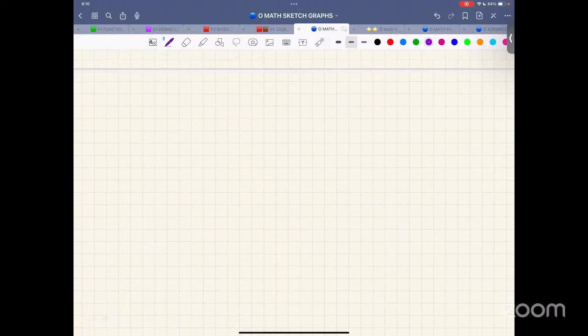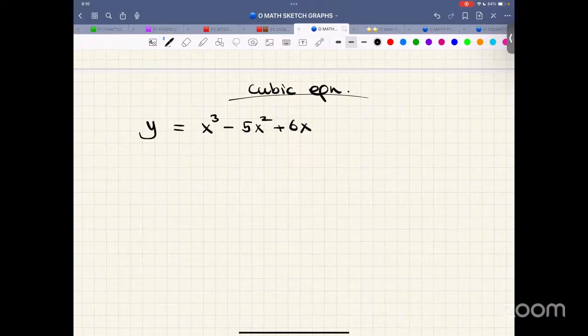Now, what can we do? Now, let me talk about something like this. Y equals x squared minus 5x plus 6 that I used, that is x cubed minus 5x squared plus 6x. Let's say I have a cubic equation like this. And if I take x common out, this is x squared minus 5x plus 6.